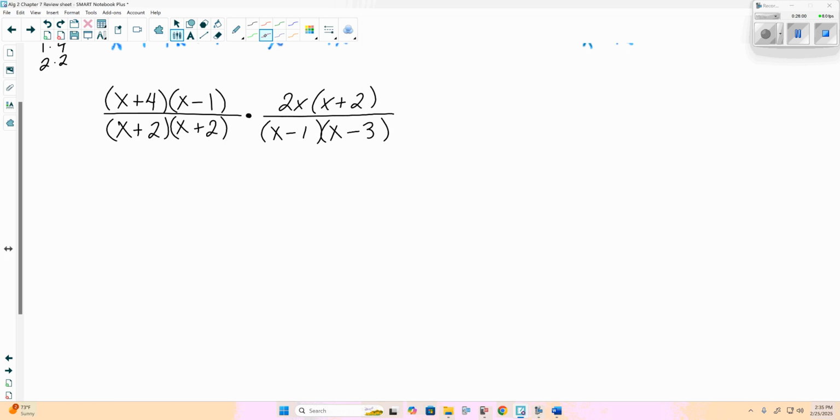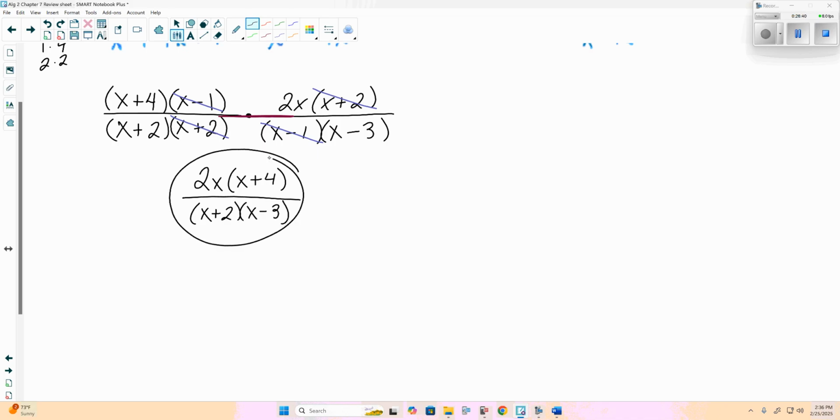Questions on this here? Now again, at this point we could rewrite the whole thing again, but we've seen with multiplication, especially once it's in factored form, we're really just putting the parentheses next to each other. And at this point, our x minus 1 and x minus 1 will cancel. Our x plus 2 and x plus 2 will cancel. Now, since there was only one x plus 2 on top, it's only going to cancel with the one on bottom. And this is going to leave us with 2x times x plus 4 over x plus 2 times x minus 3.